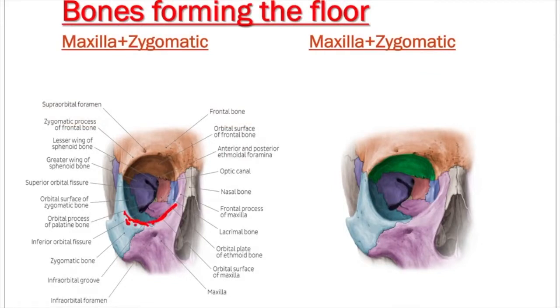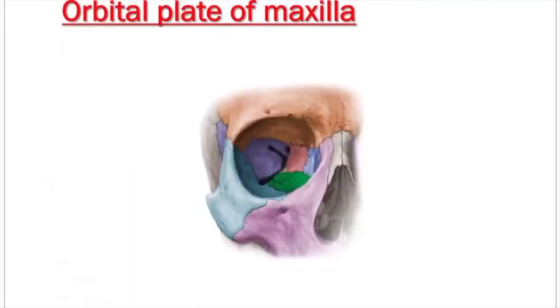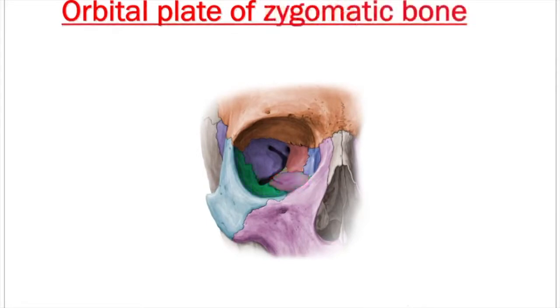So supraorbital foramen location you have already seen, and communication and structures passing through will be the same: supraorbital artery, vein and nerve. See again the floor. The floor is being formed partly by the zygomatic and partly by the maxilla. So the floor will be half formed by the zygomatic and half formed by the maxilla bone.